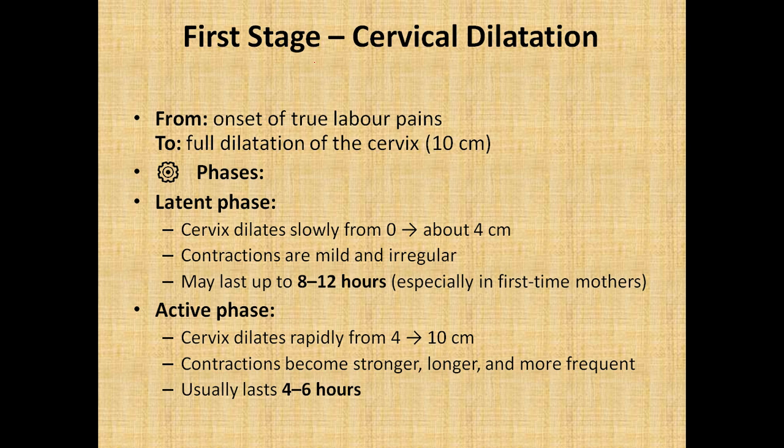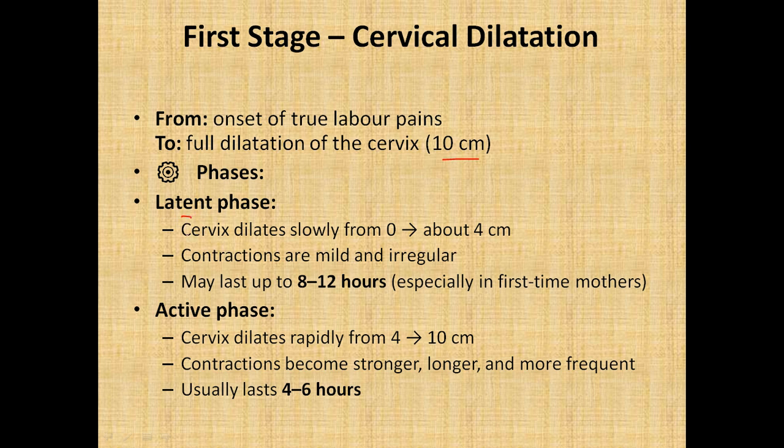The first stage is cervical dilatation. It begins from the onset of true labor pains to full dilatation of the cervix, which is 10 cm. It has two phases, which are the latent phase and the active phase.